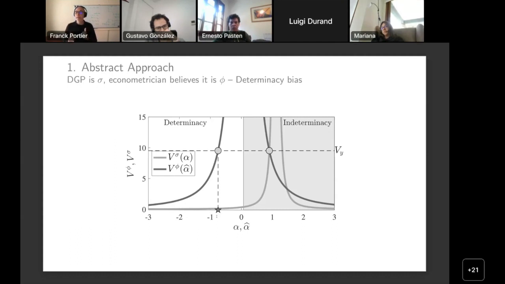I need determinacy. The feedback parameter is such that I don't have determinacy with the true value of alpha. So what do I need to do? I need to twist the value of alpha such that I recover determinacy and I match the data. It's possible to do that, but it's totally wrong.